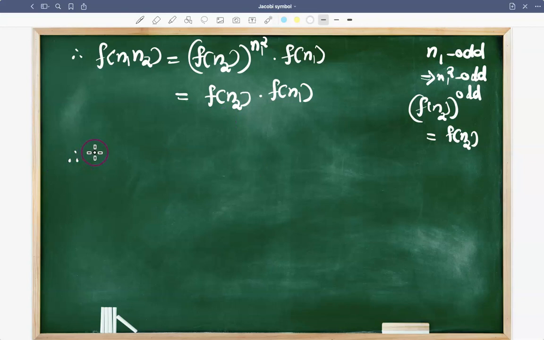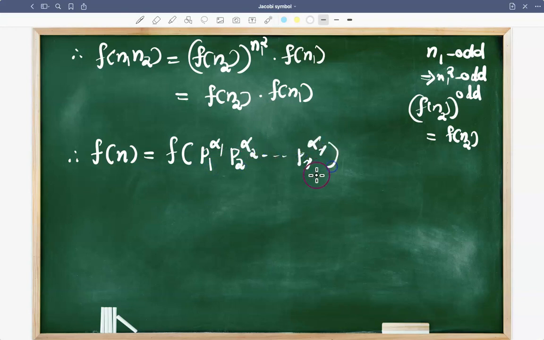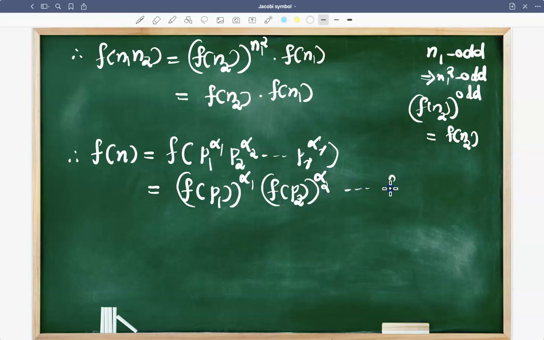Therefore, for odd integer n, we can express f of n as f of p1 raised to alpha 1, p2 raised to alpha 2, etc., pr raised to alpha r, which is the prime factorization of n, and it will contain only odd primes since n is odd. So each of these primes p1, p2, etc., pr are odd primes. And now this can be expressed as f of p1 raised to alpha 1 into f of p2 raised to alpha 2 into etc., f of pr raised to alpha r, using the multiplicative property we proved above.